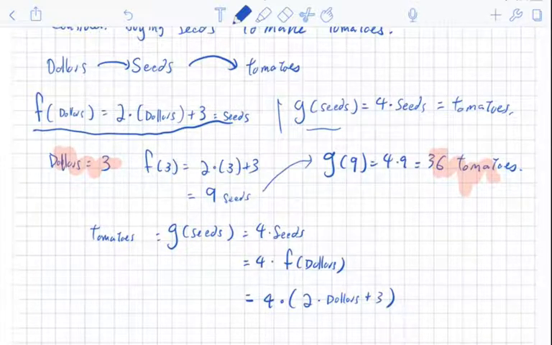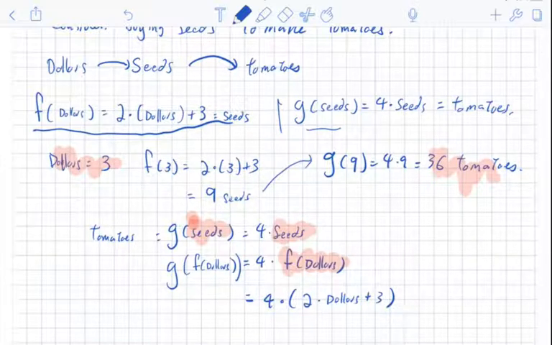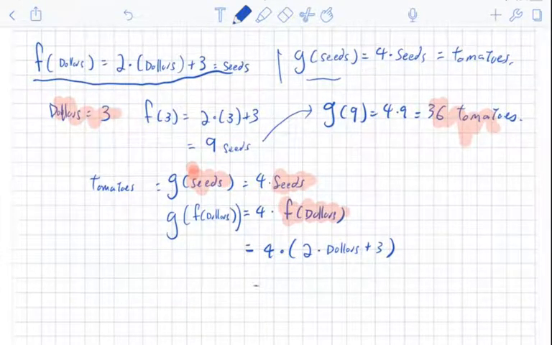But if I think about it, when I substituted the number of seeds with the output of this function, what I was really doing was replacing the seeds with dollars. This whole procedure, just like last time, gives me a composite function. 8 times dollars plus 12. Okay?